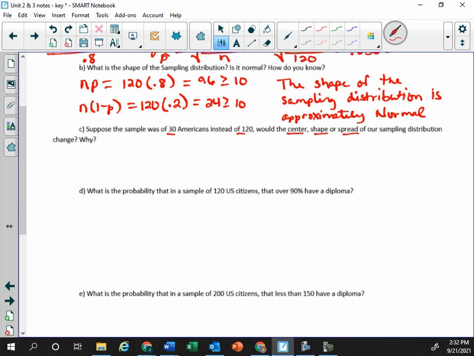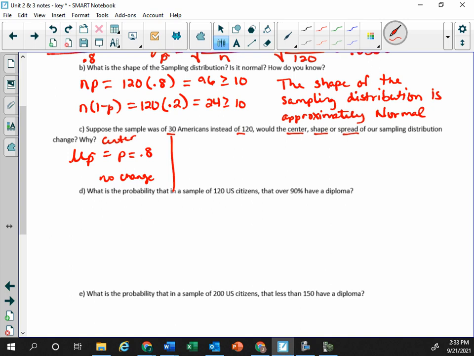Okay guys, let's look. All right guys, so part C here. Your sample of 30 versus 120. The mu, the center, that's not going to change. The mu of p hat is still p, which is still 0.8. So for the center, no change. Everybody okay with that? The sample size didn't change where your center was.